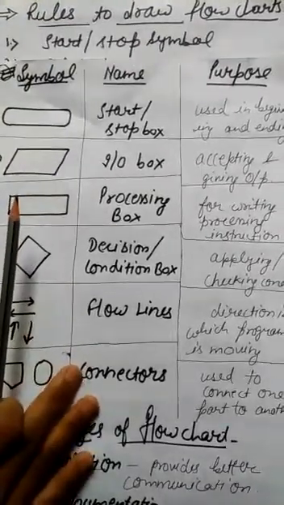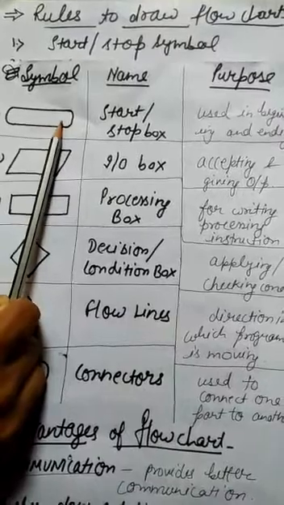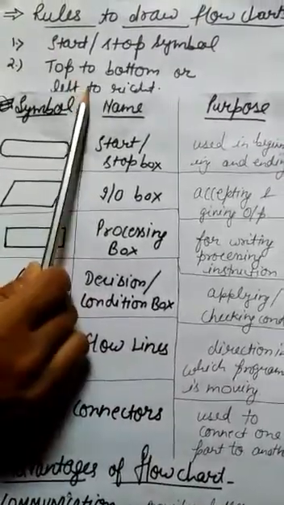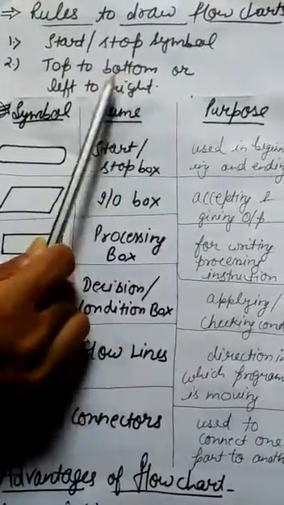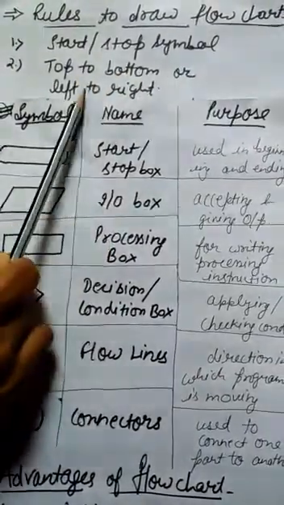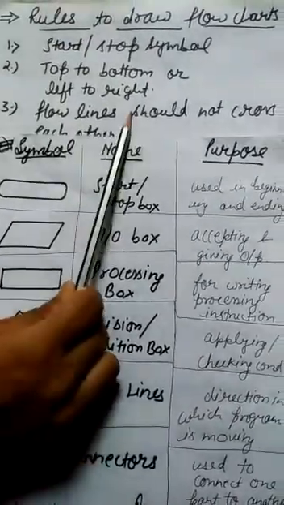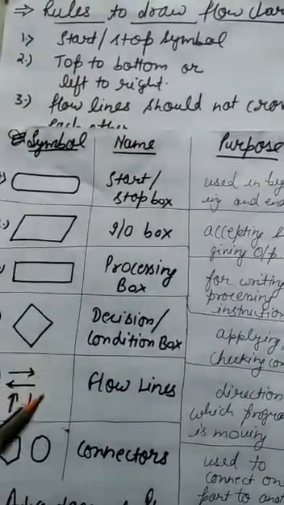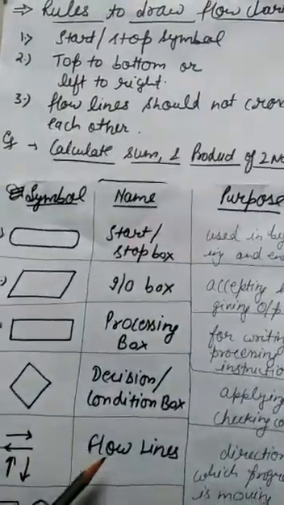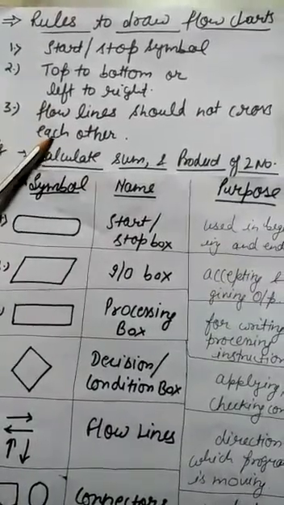The first rule is the start and stop symbol. So this one was the start and stop symbol. Second, the general direction of the flow in any flowchart should be from top to bottom or from left to right. Then the third rule is that the flow lines should not cross each other. These are the flow lines, and they should not cross each other. These are some basic rules that you have to follow while making the flowchart.